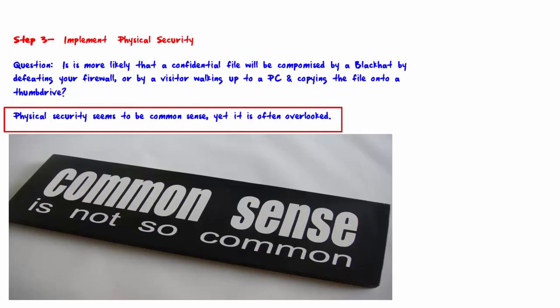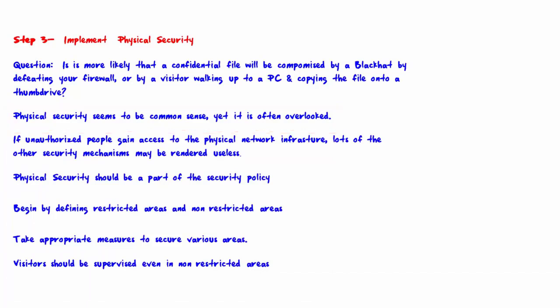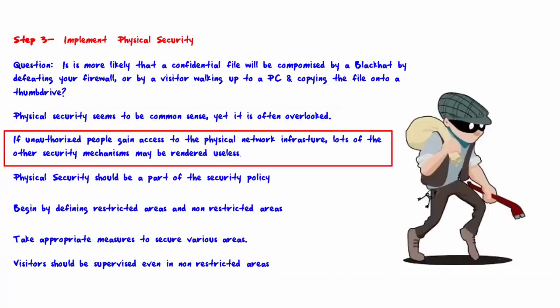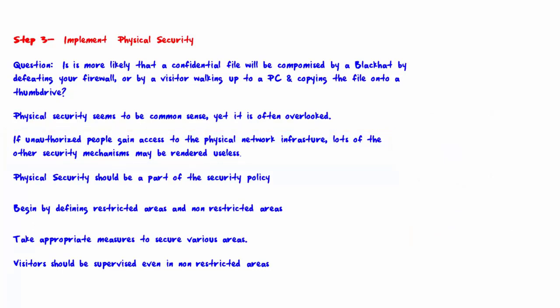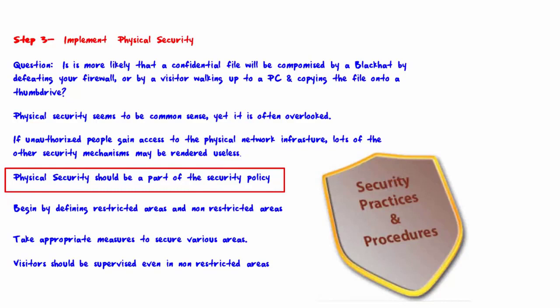Physical security may seem to be common sense, yet it is often overlooked. If unauthorized people gain access to the physical network infrastructure, lots of other security mechanisms may be rendered useless. Physical access suggests at least the possibility of being able to bypass other security mechanisms. Physical security should be made part of your security policy. So make sure that you write that in.